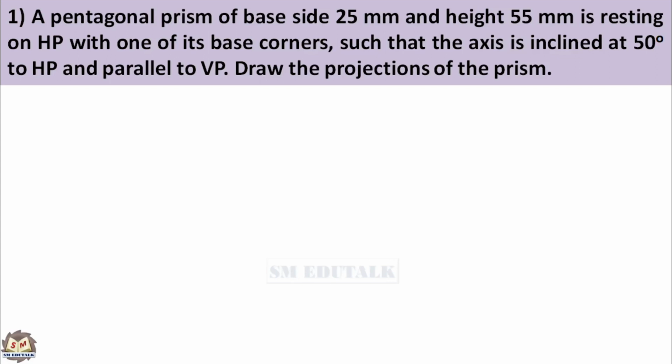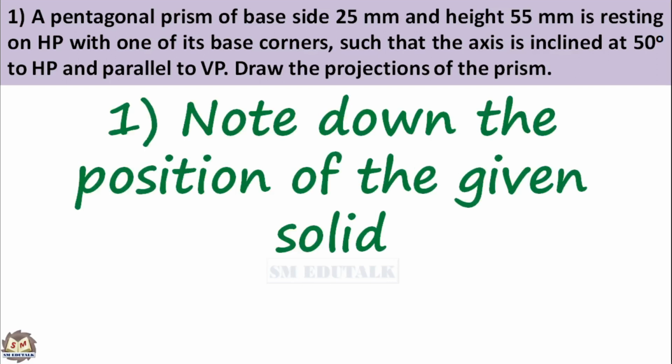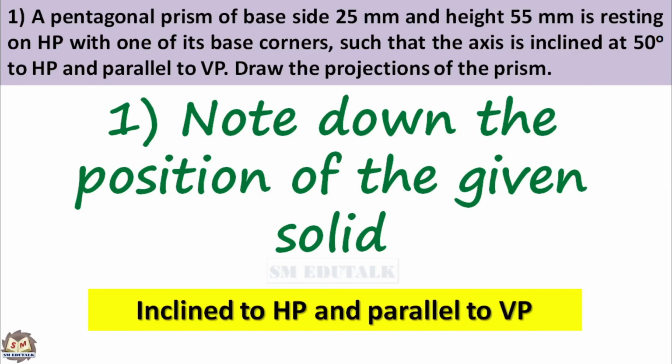To draw the projections, at first we have to note down the position of the given solid. It is given that pentagonal prism's axis is kept inclined to HP and parallel to VP. As it is third position, we have to draw the projections in two stages.